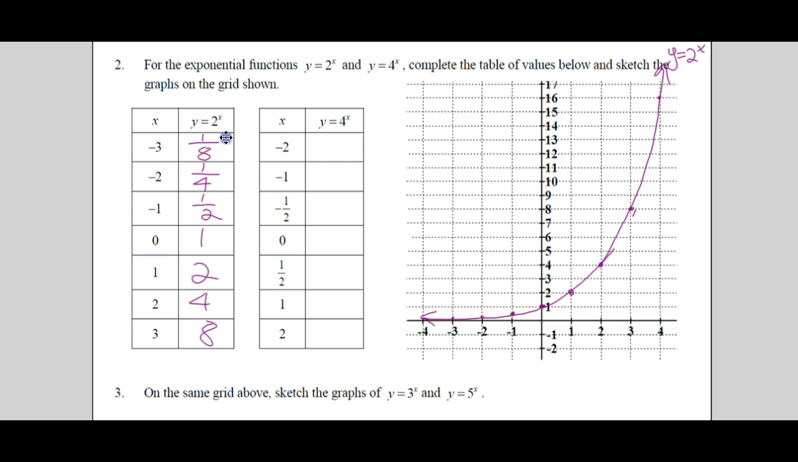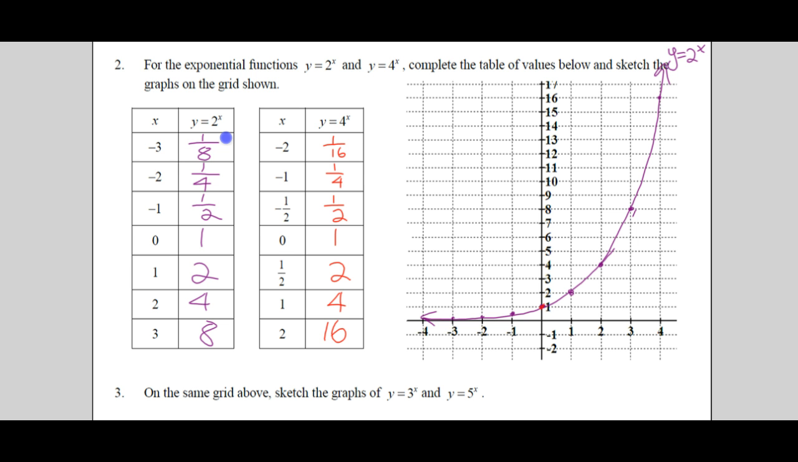And then we'll go to red. We'll do 4 to the x. What's 4 to the -2? 1/16. What's 4 to the -1? 1/4. What's 4 to the -1/2? 1/2. What's 4 to the 0? What's 4 to the 1/2? 4 to the 1. 4 squared.